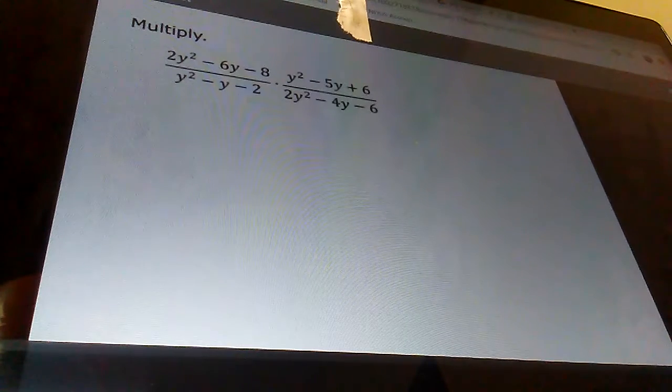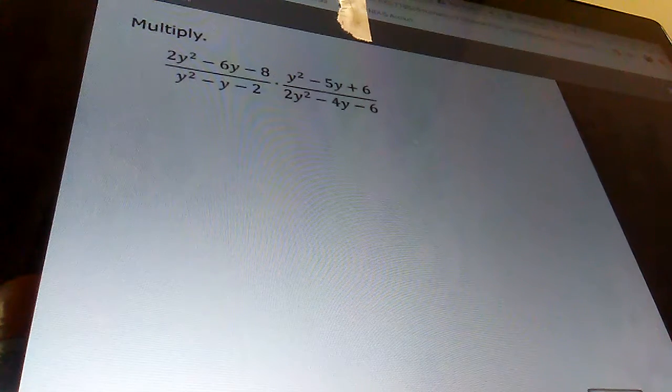Rational expression is just another word for fraction, and now we are going to multiply rational expressions. Let's start with the first fraction, 2y squared minus 6y minus 8 over y squared minus y minus 2, times y squared minus 5y plus 6 over 2y squared minus 4y minus 6.